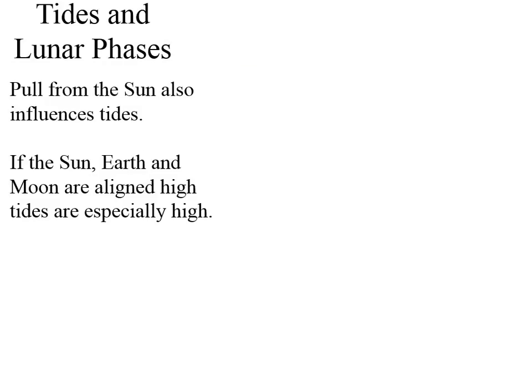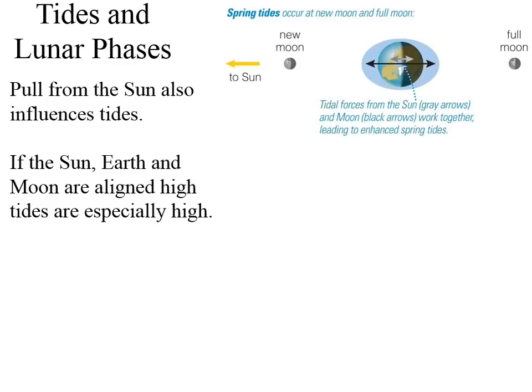So one last thing about tides. We have a couple of situations where the tides are a little bit different. When the tides are especially strong, we call those spring tides. It's kind of like you spring up, spring tides. They're especially strong because the sun also gets involved. If the moon and the sun and the earth are in a straight line, and that occurs both at new moon and full moon, then it gets an extra pull. So those are spring tides.